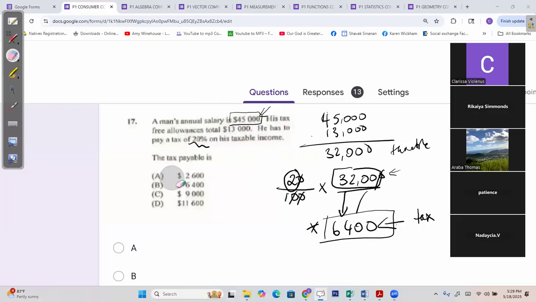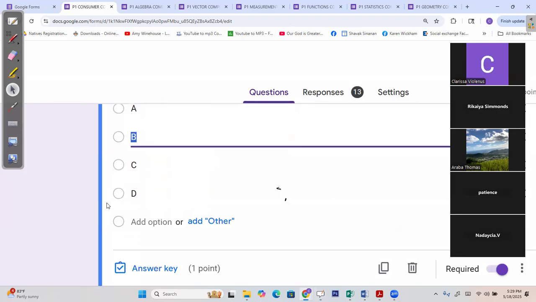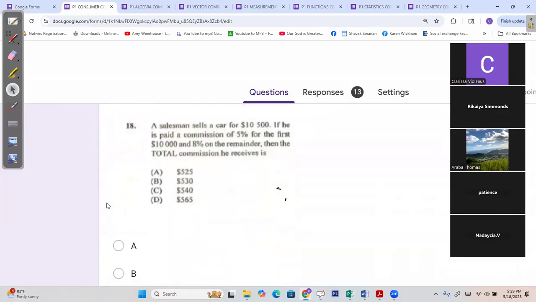So they just remember the 64,000 and they don't read properly, and they didn't realize it's not asking for the tax payable. Sometimes they ask how much money he is taking home. And if that's the case, that's where you would end up with a different digit. All right, so let's keep it moving. So in this case, our answer would have been B. All right, so let's keep it moving here.